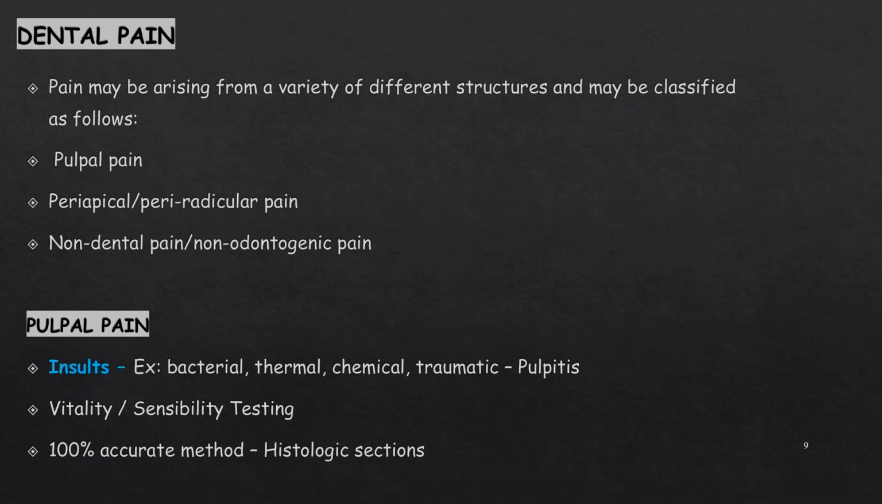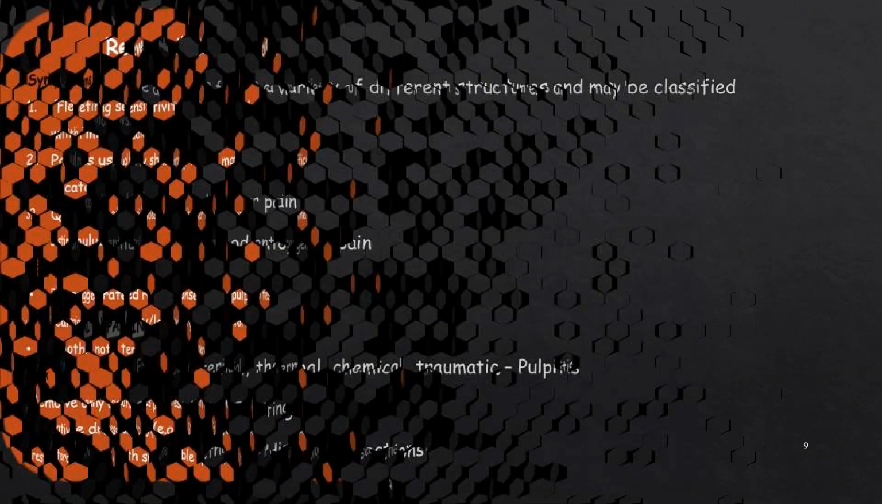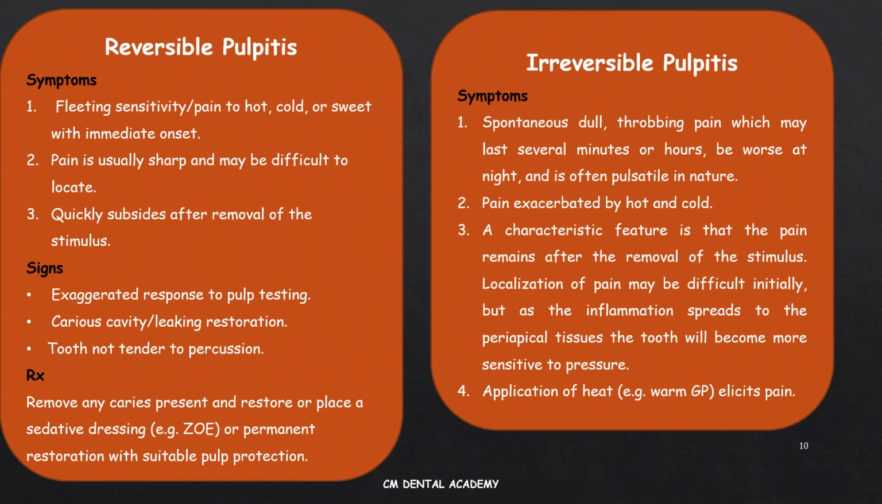Pulpal pain occurs mainly due to bacterial, thermal, chemical or traumatic insults to the pulp tissue. It leads to pulpitis. In such conditions, vitality testing or sensitivity testing is performed to check whether the pulp is vital or non-vital. The only 100% accurate method to study pulpal vitality is histologic sections. Reversible pulpitis and irreversible pulpitis are very commonly encountered conditions in day-to-day practice.